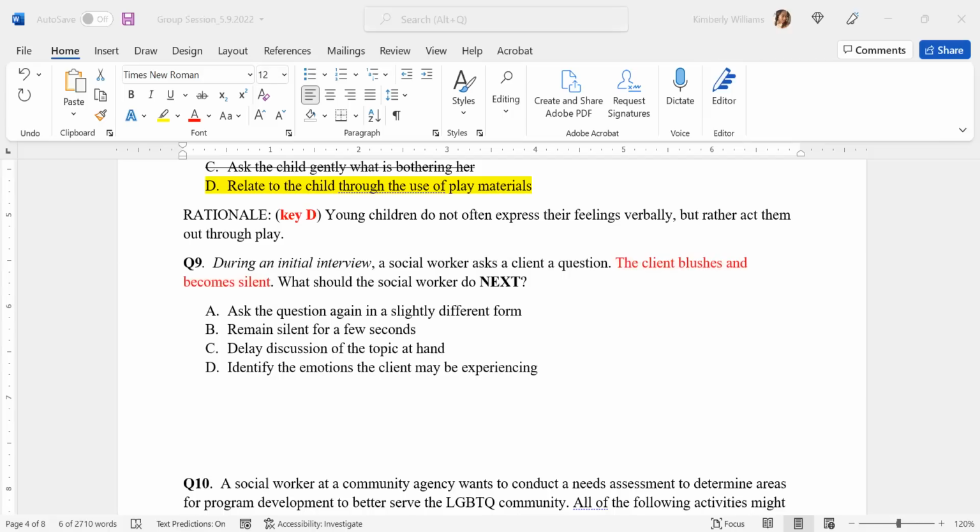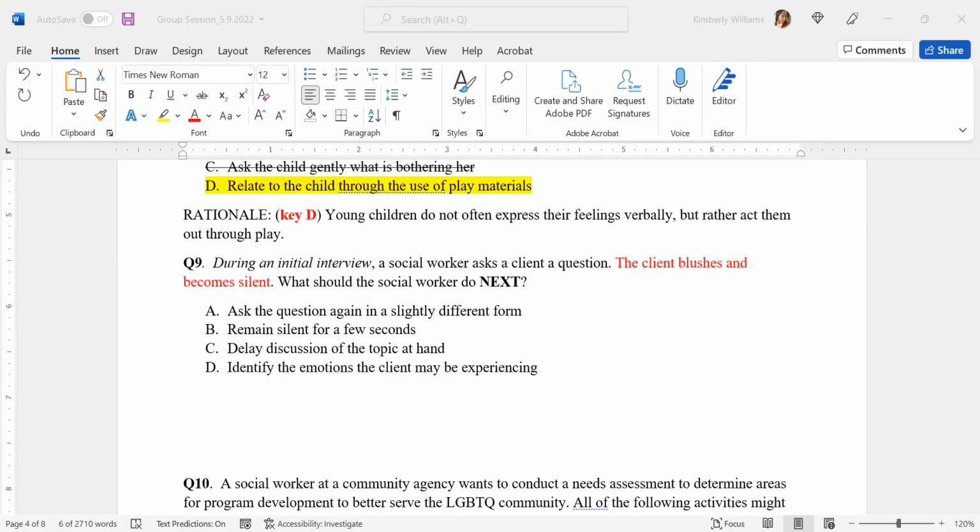It's your interview. Remember the beginning, so you know what we're doing. We're trying to engage the client. We're trying to build rapport with this client. You're trying to assess him, but he or she is acting shy, blushes, and becomes quiet when you ask a certain question. What's the next thing you're gonna do? This is in the section where they talk about the helping process.